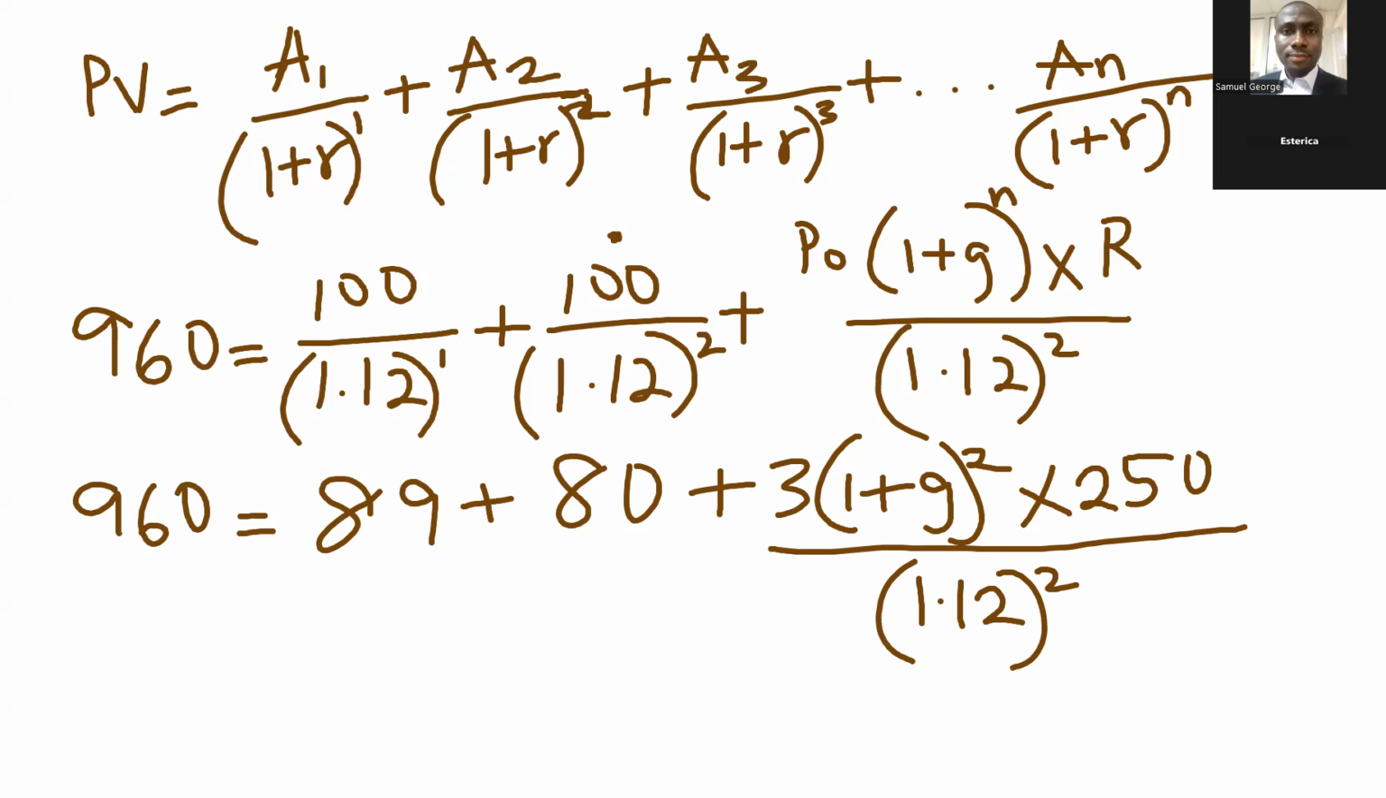So if I'm going to rewrite this, I'm still going to say 960 equals 89 plus 80, that's 169, plus 3 times 3 times 250, that's 750.